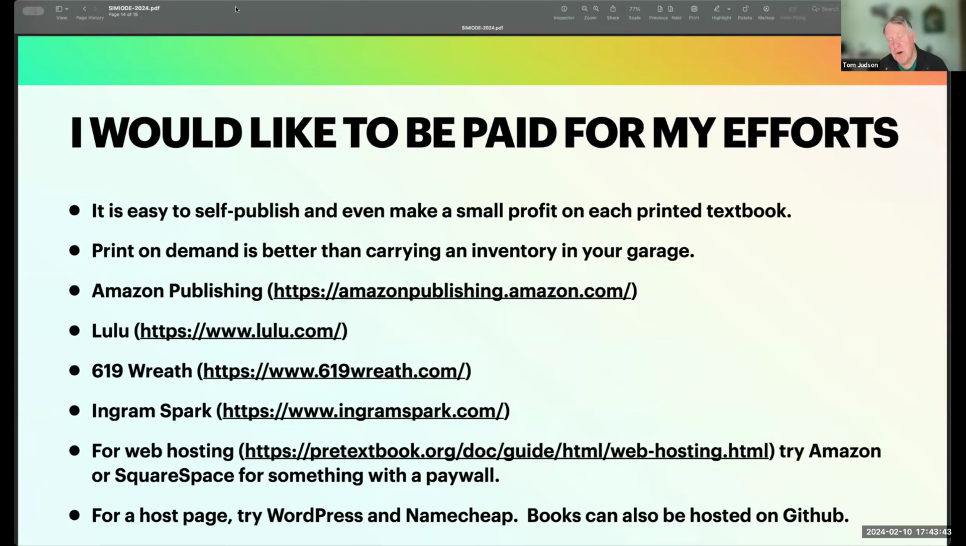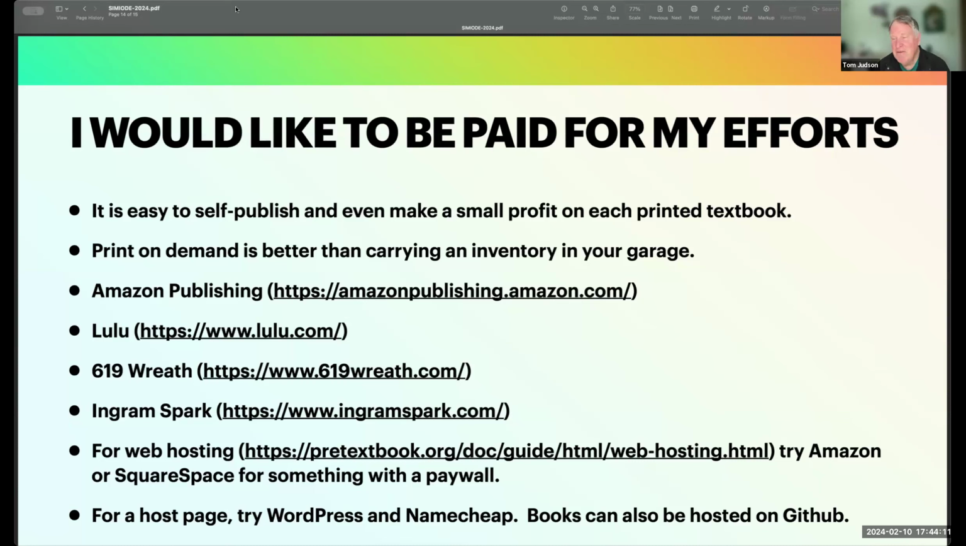You don't want to store an inventory in your garage. Okay, for many reasons, you're responsible for shipping. If you have a flood and everything gets wet, there goes your inventory. Okay, it's better to have print on demand and have someplace like Amazon or Barnes and Noble ship the books out, and that way you don't have to worry about it.